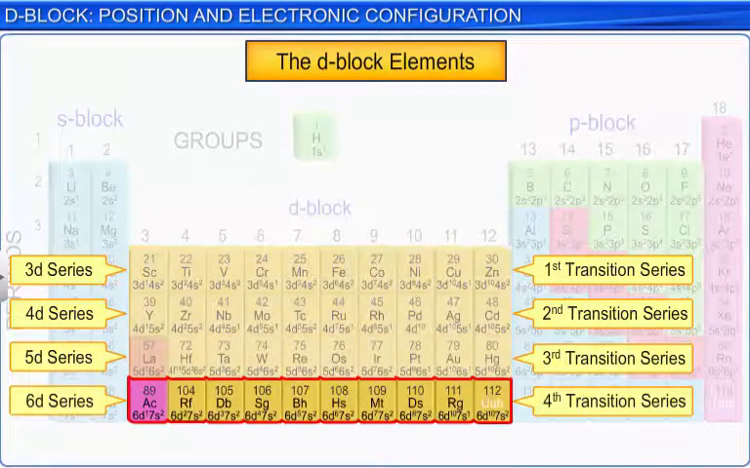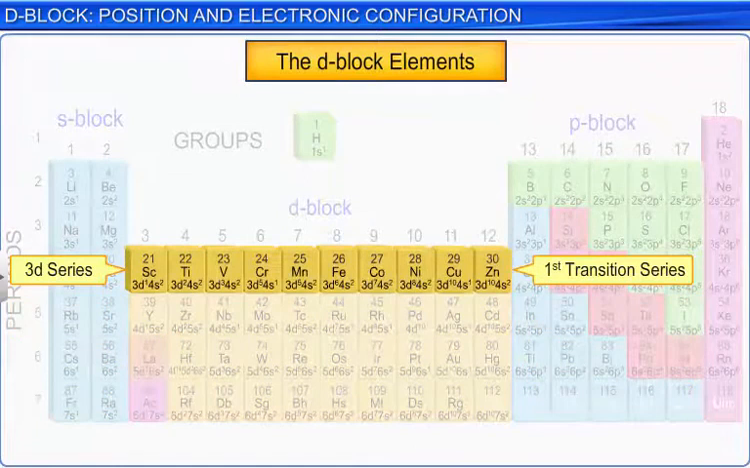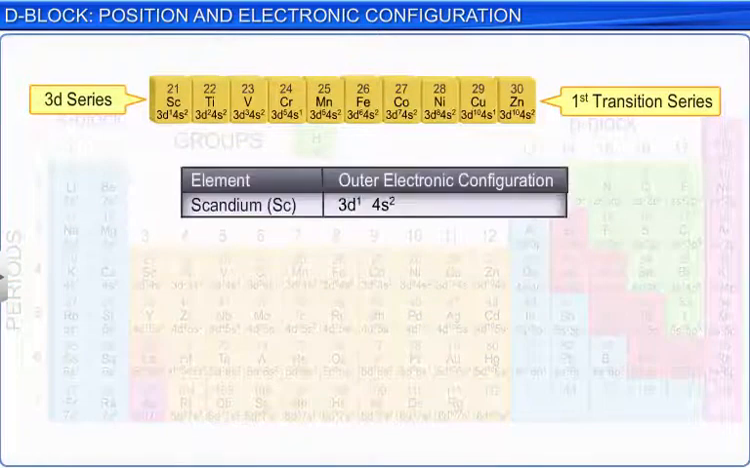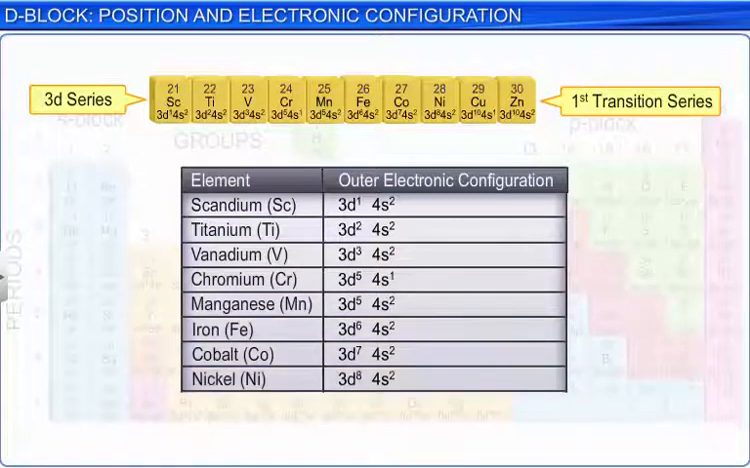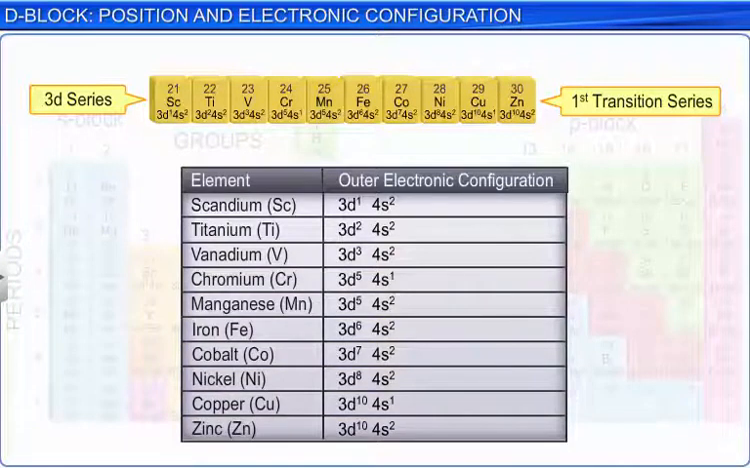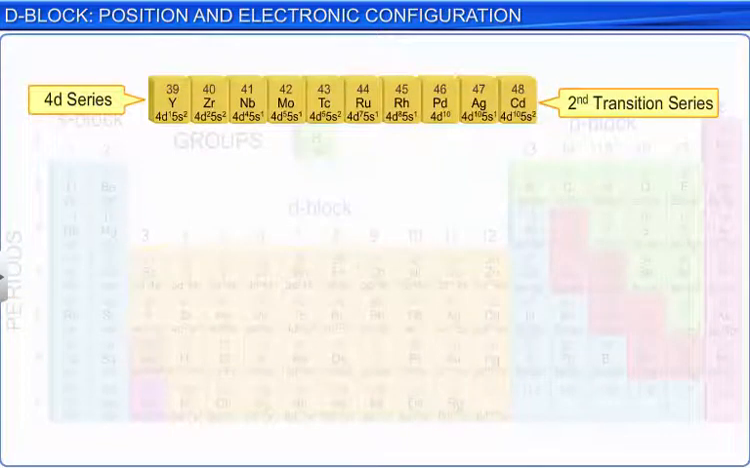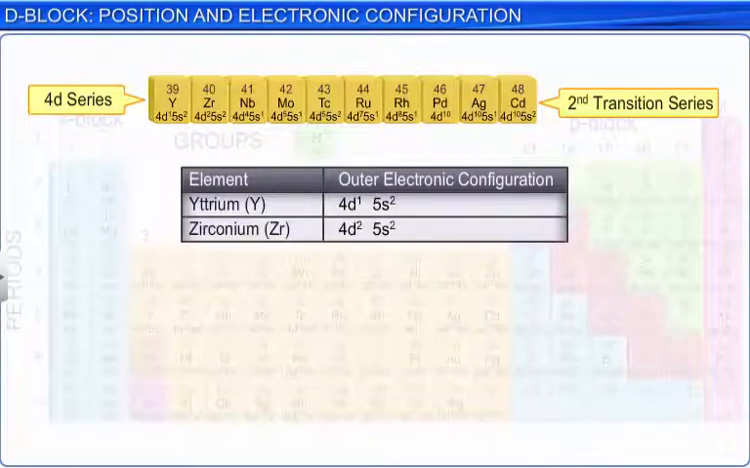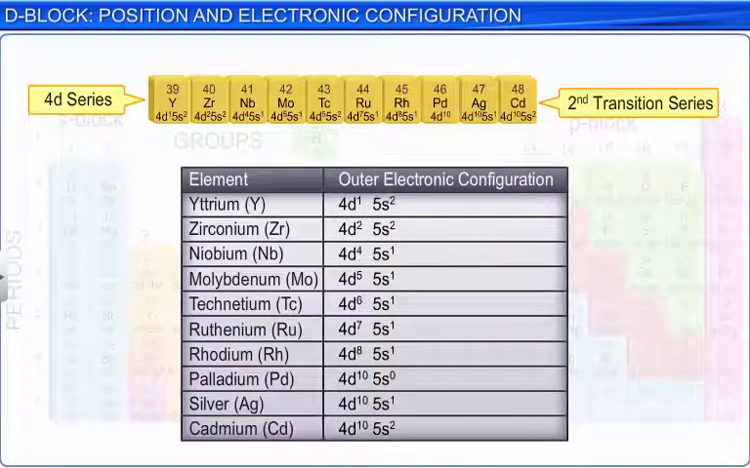The first transition series includes the elements from scandium to zinc. The second transition series includes the elements from yttrium to cadmium. While the third transition series includes the elements from lanthanum to mercury.